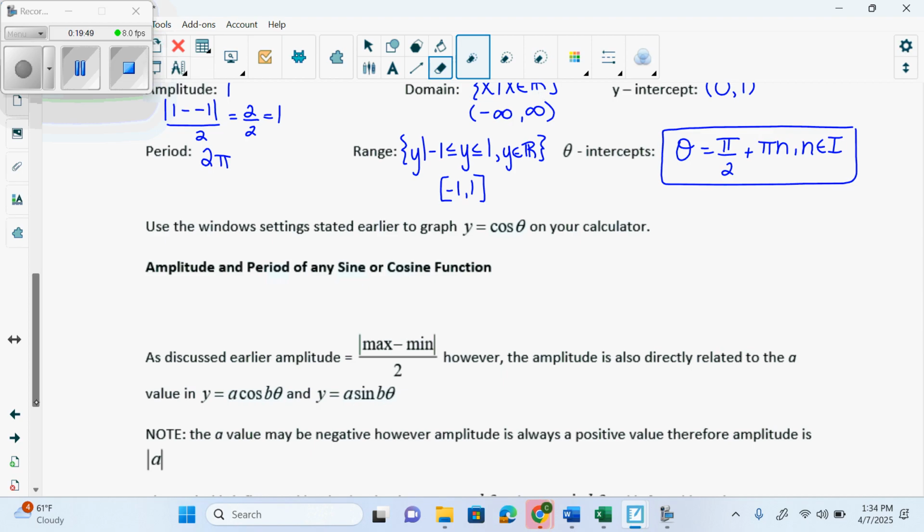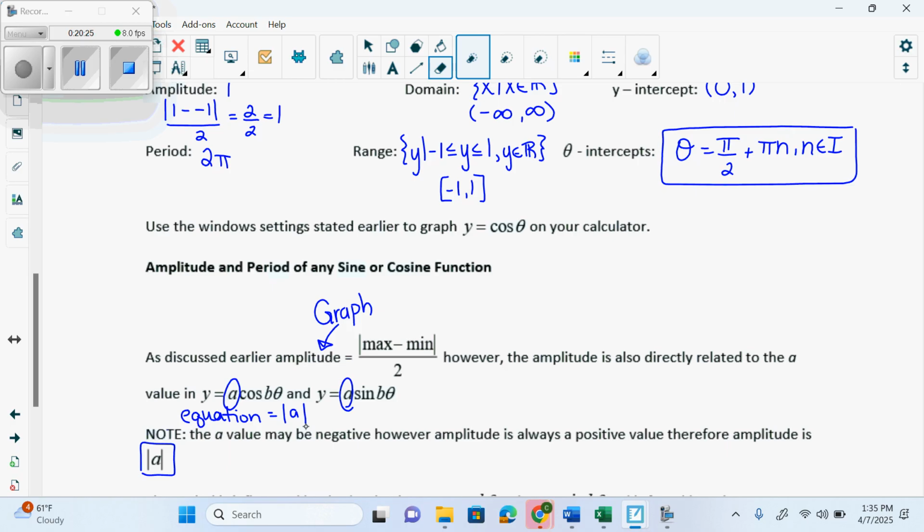Okay, amplitude and period of any sine function. As discussed earlier, the amplitude could be the max minus min divided by 2. However, that's from a graph. If it's from an equation, it's just the absolute value of A, whatever number's in front. So if you're from a graph, you're going to use this formula. From an equation, it equals the absolute value of A. And the reason why that is the absolute value of A is your vertical stretch factor.